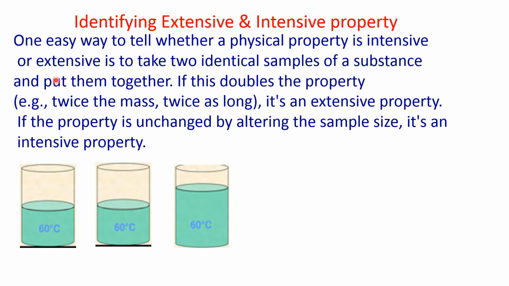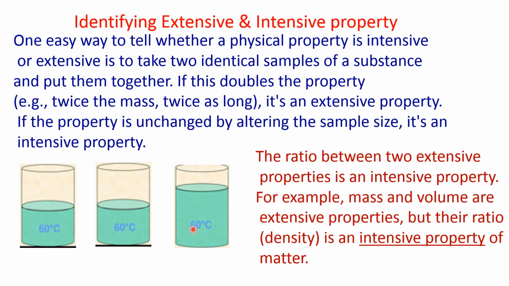One easy way to tell whether a physical property is intensive or extensive is to take two identical samples of a substance and put them together. If the property doubles, then it is an extensive property. But here you see temperature: even though the amount is double, the temperature remains the same, 60 degrees centigrade. That means if the property remains unchanged, then it is an intensive property. So temperature is an intensive property.